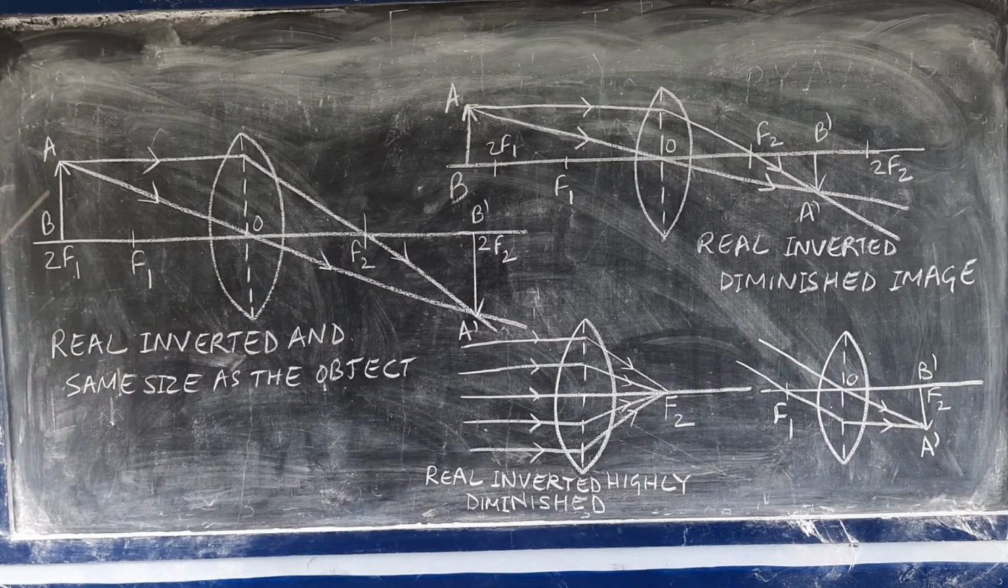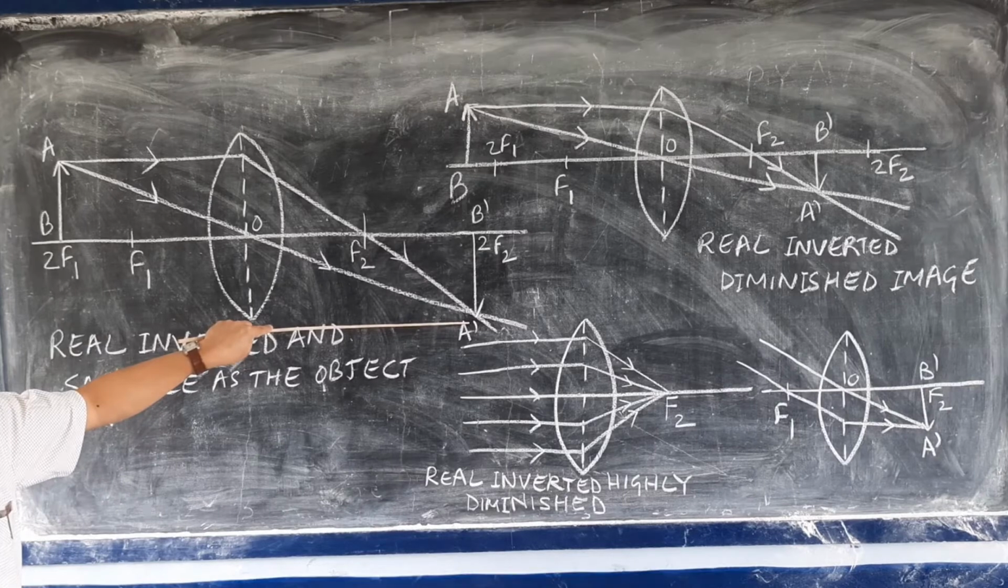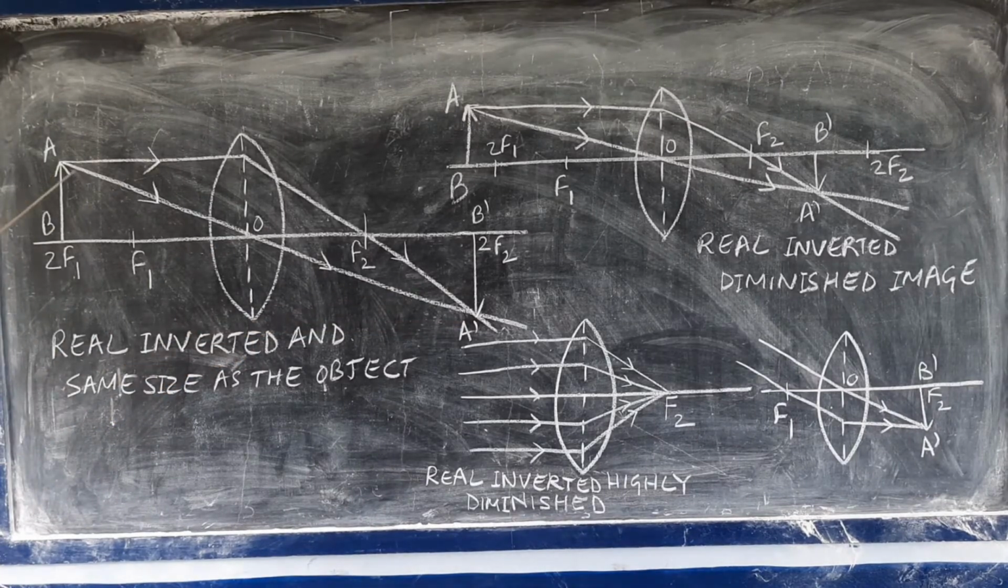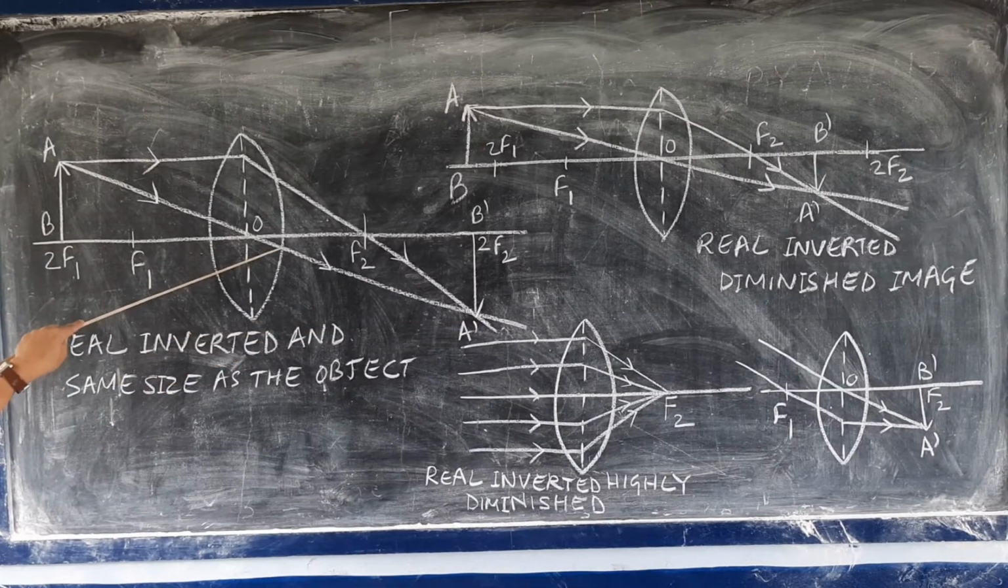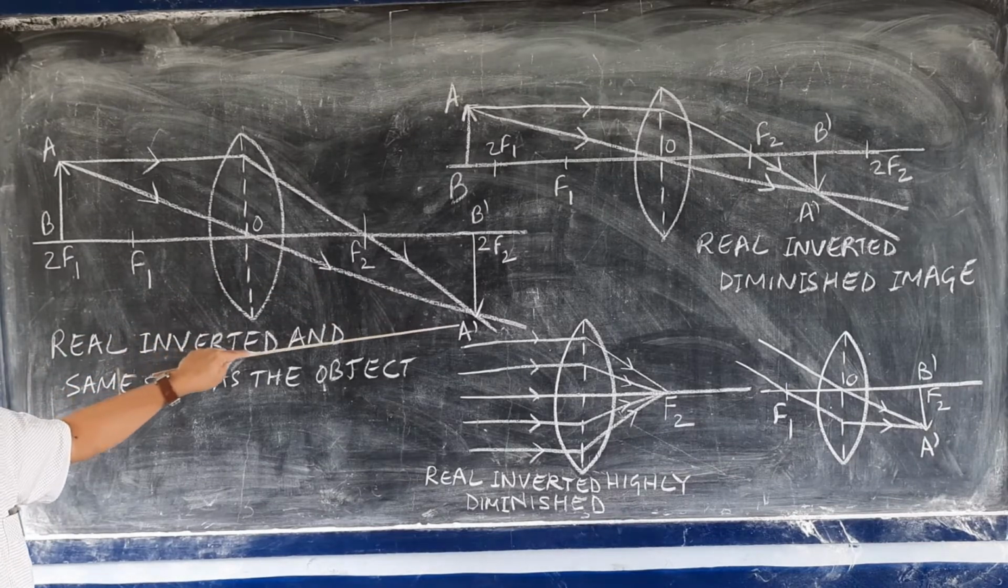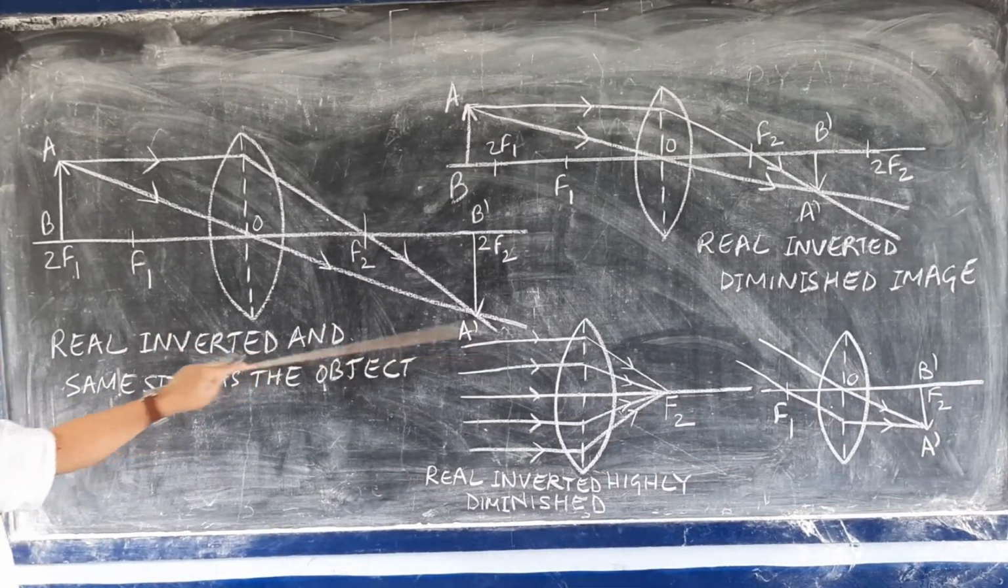Axis. Now the object is at twice the first focal point. Okay, so AB is the object here, and from the object, I draw two rays. A ray parallel to the principal axis, after refraction, passes through the second focus. Again, the ray of light passes through the optical center without any deviation. It emerges out of the lens.